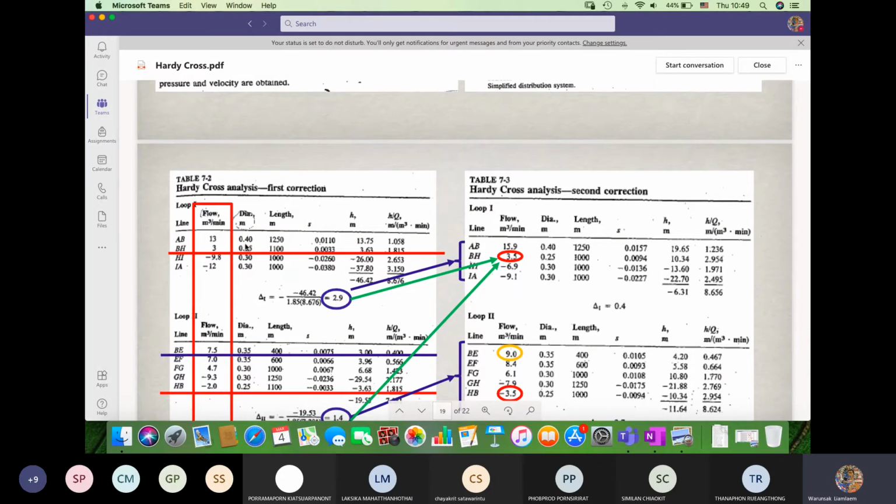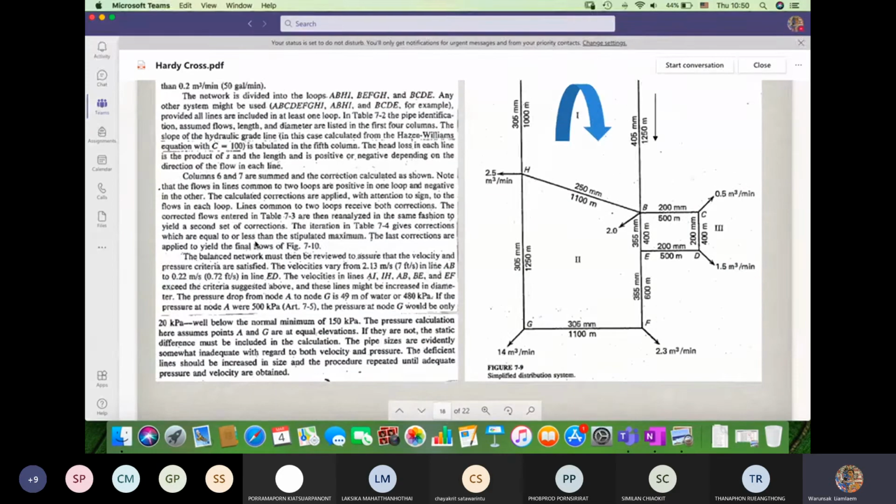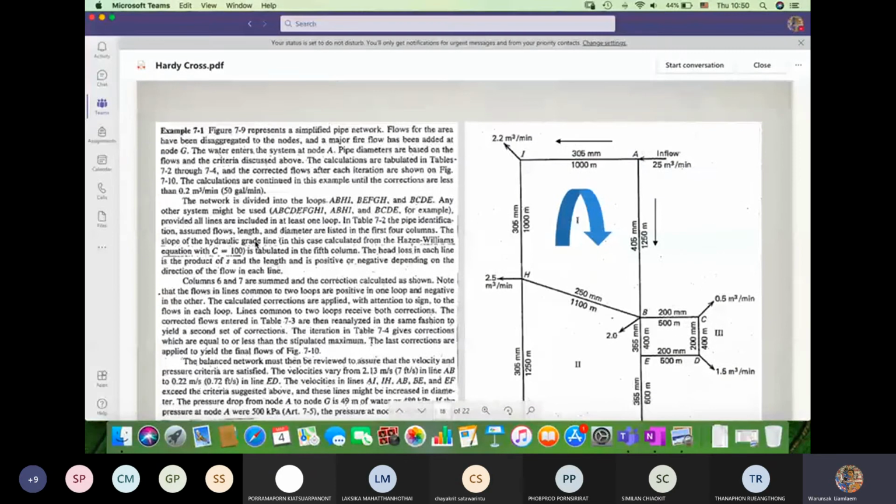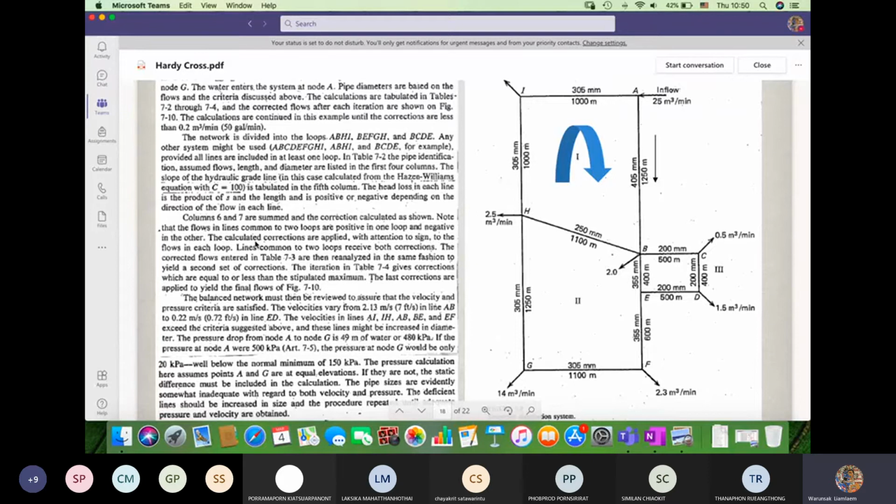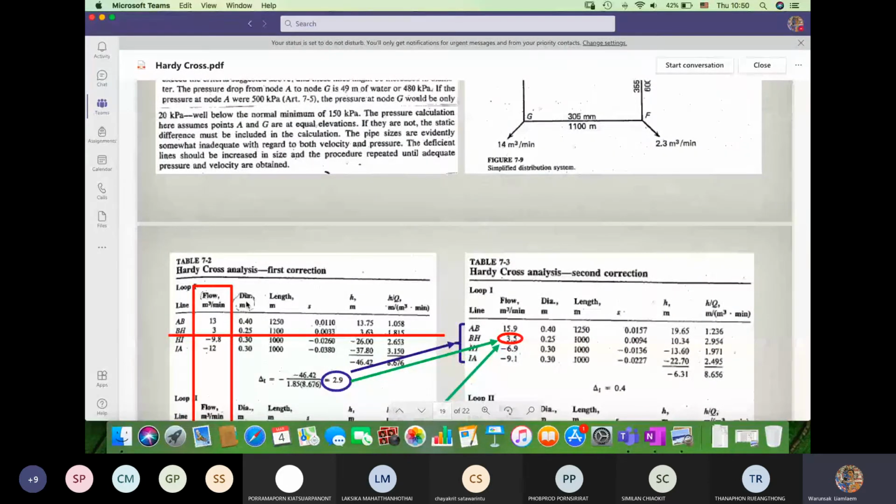Put in all the information. For AB, the diameter is in fact 405 millimeters, AI is 305 millimeters. Or in terms of meters, it's 0.4, this one is 0.3, and BH is 0.25. And these are the lengths of these 4 pipes. In the next column you have to determine the slope S.